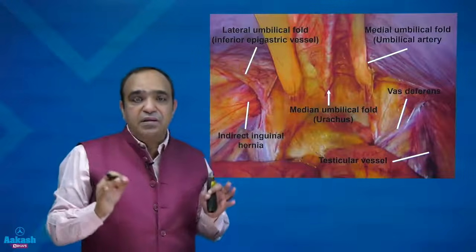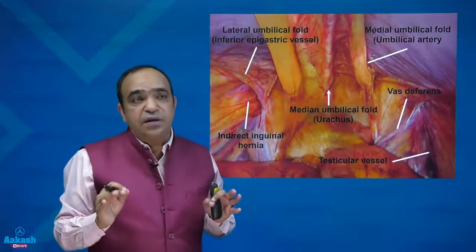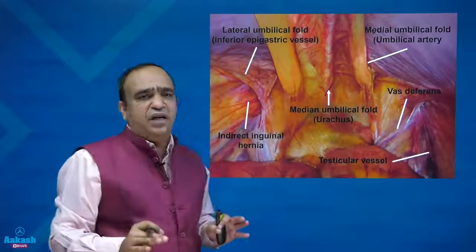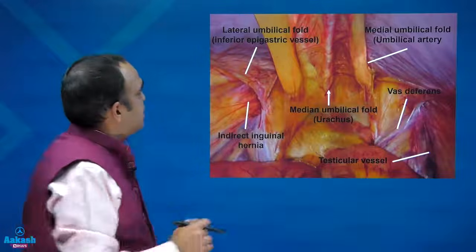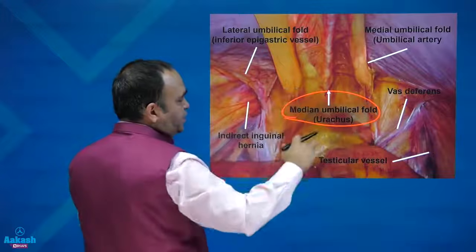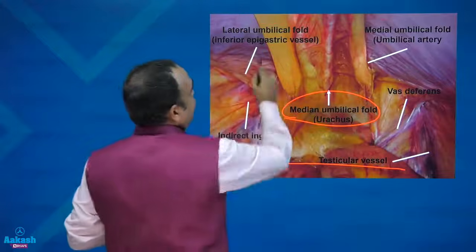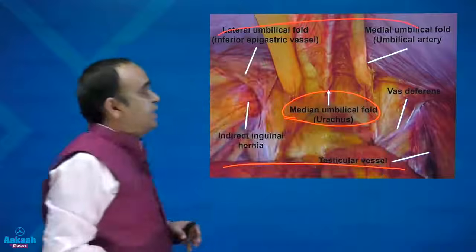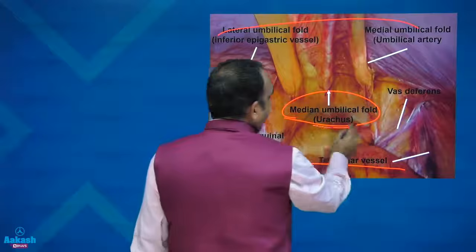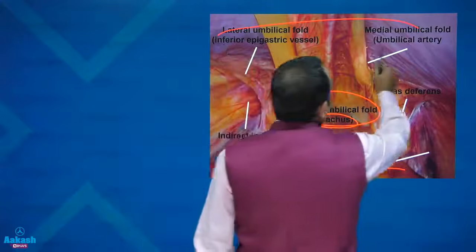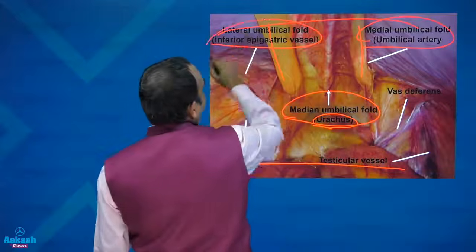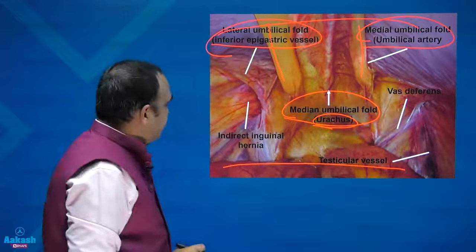Now the anatomical landmarks in TEP, that is the preperitoneal space, are very important, very frequently asked in your exams. So this is the nomenclature. First the median umbilical fold, this is the preperitoneal space view. Below you will have the peritoneum, above you have the anterior abdominal wall, in between is the preperitoneal space. So the median umbilical fold is formed by the urachus, then the medial umbilical folds are formed by the umbilical artery, and the lateral umbilical folds are formed by the inferior epigastric vessels.